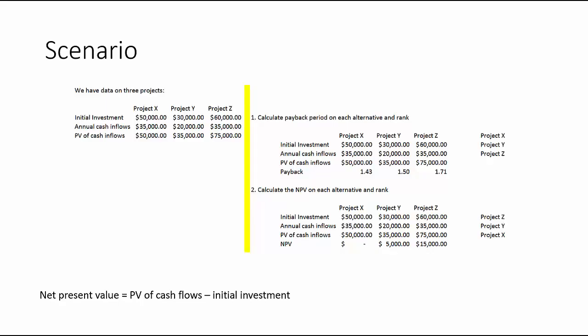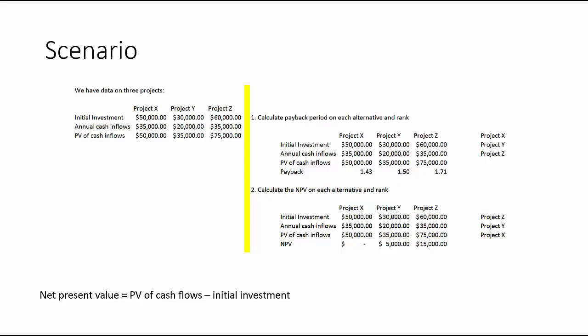In order to get the net present value, we take the present value of the cash inflows minus the initial investment to give us the net present value for these. So in this case, for example, Project Y, we have $35,000 of present value of cash inflows minus that initial investment of $30,000. We have a net present value of $5,000. So when we rank these, we're looking at the biggest amount of net present value. That's what we want to rank first. So in this case, Project Z is our number one project because it has the highest amount of net present value associated with it.